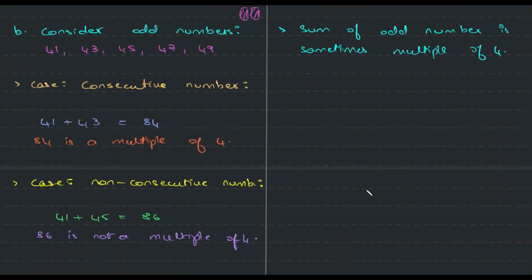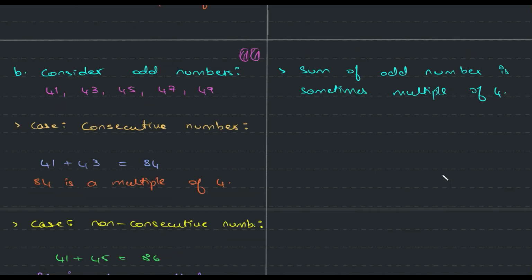Then again, what is the underlying principle? I consider a set of odd numbers, then ones which are next to each other, ones which are not next to each other. You can go with any logic of grouping the numbers. And here it was very clear for me again that sometimes we get a number which is a multiple of 4, sometimes we will not get. And that's the conclusion.